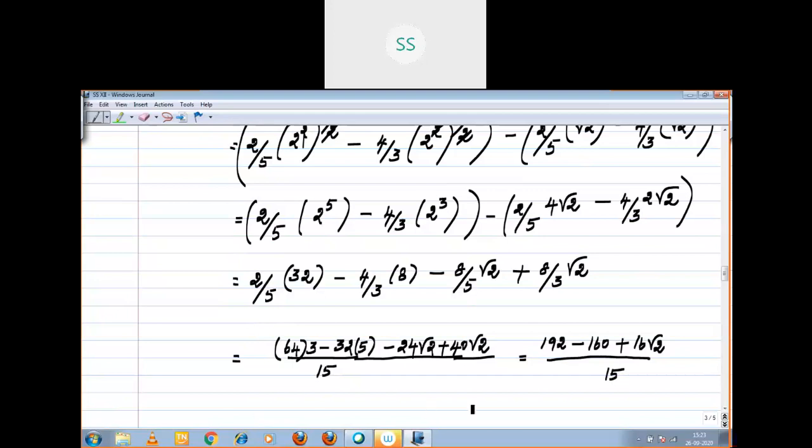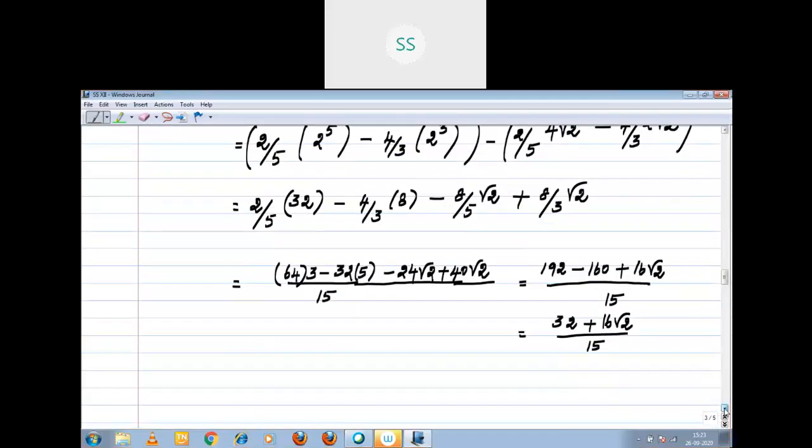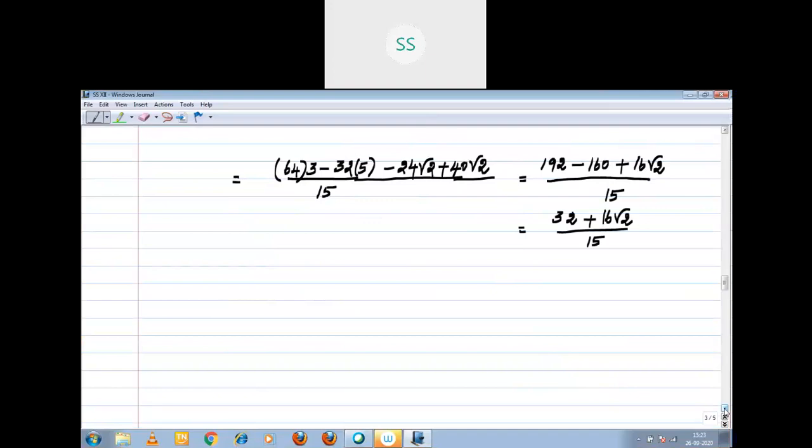Then what is your answer finally? It is equal to 32 plus 16 root 2 divided by 15. Got it? Now, what is your final result? I equals 32 plus 16 root 2 divided by 15. If you want, you can take 16 as common and simplify, otherwise you can leave it.